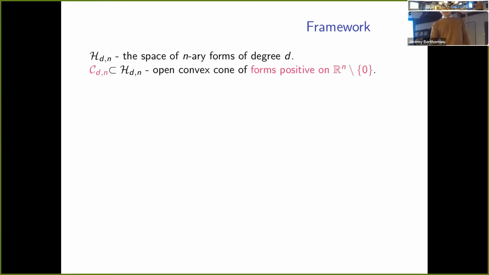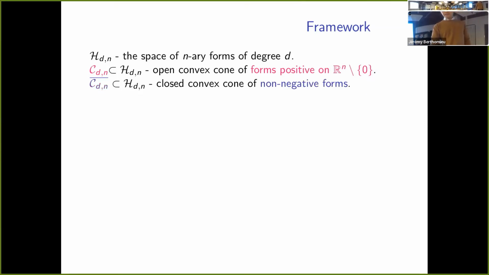Okay. So I will fix a framework. By H_{d,n}, I will denote the space of real n-ary forms of degree d. By C_{d,n}, I will denote the cone of positive definite forms. So that is the forms that take only positive values on R^n without the origin. And I will take the non-negative cone, which is just the closure of this open convex cone C.